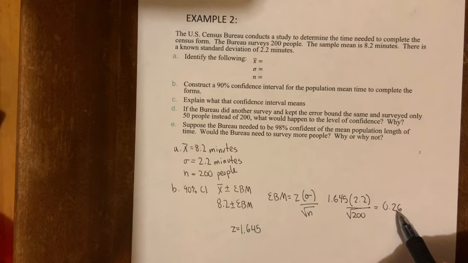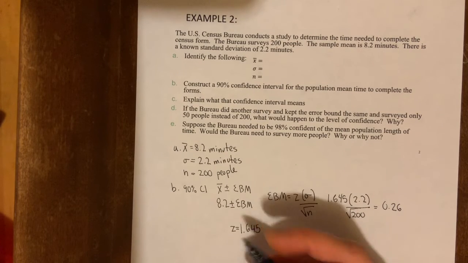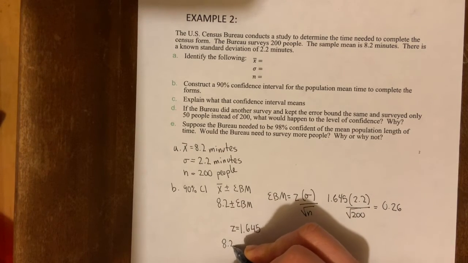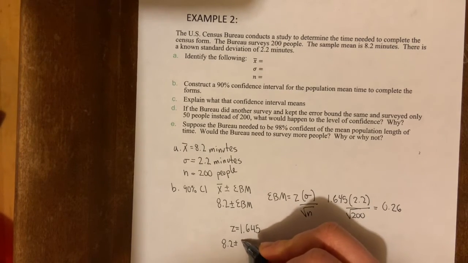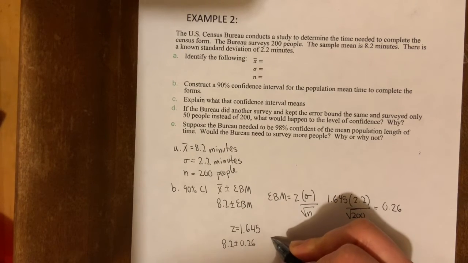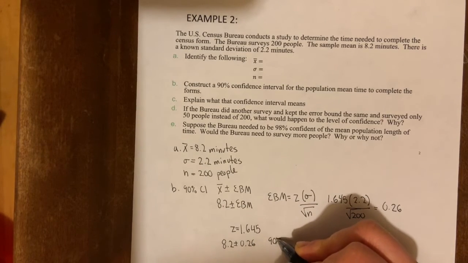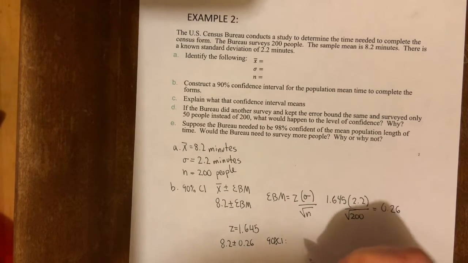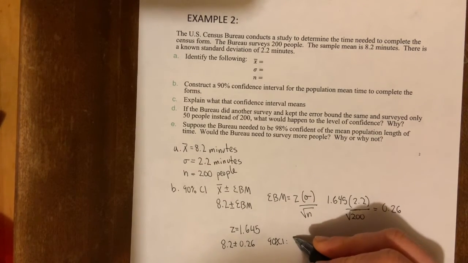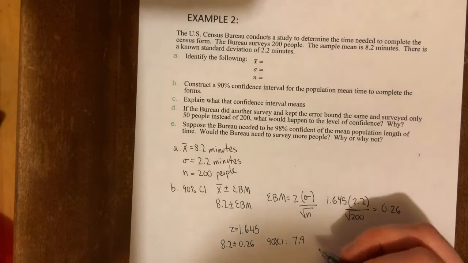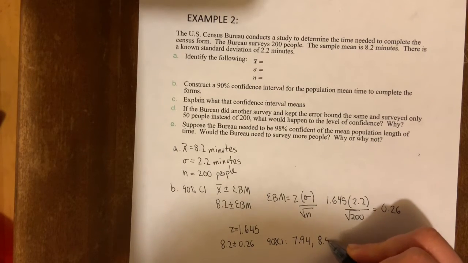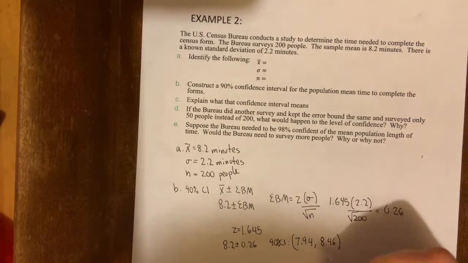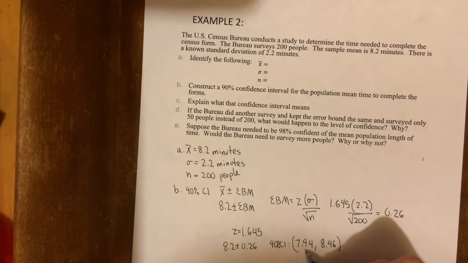We can take the 0.26, put it back into this formula, and know that our 90% confidence interval is 8.2 plus or minus 0.26. Our 90% confidence interval is then 7.94 to 8.46. That is 8.2 minus 0.26 and 8.2 plus 0.26.